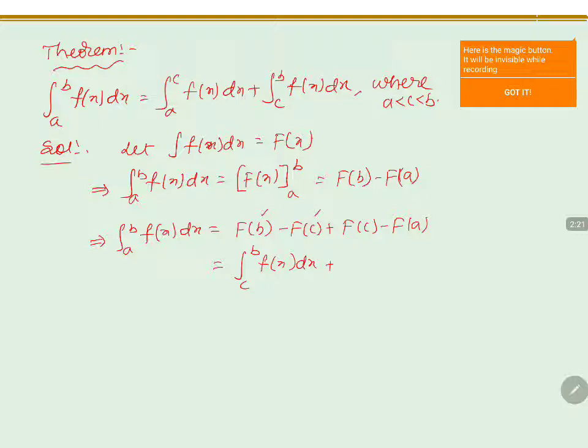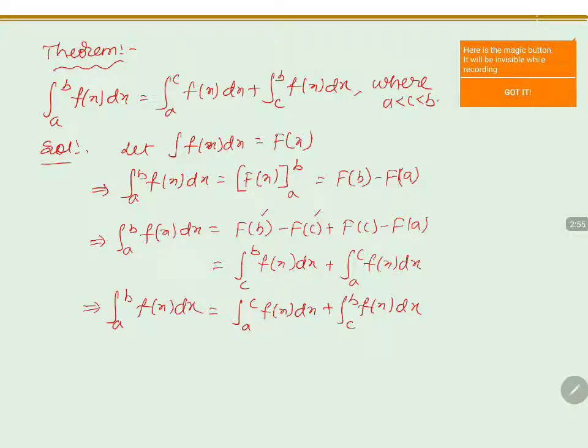and here F of c minus F of a, we can write it as integral a to c f of x dx, right? So the second one I will write first: integral a to c f of x dx plus integral c to b f of x dx. This entire thing is equal to integral a to b f of x dx.